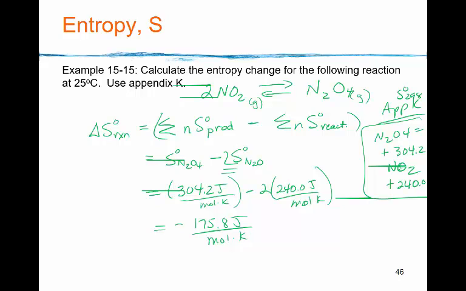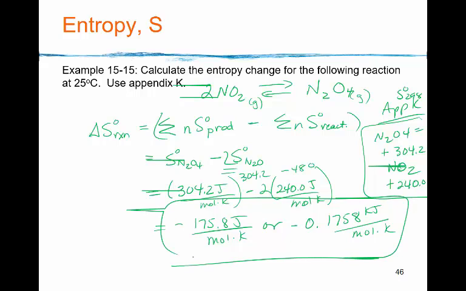Oh, and it's going to be negative, right? Because this is going to end up being like minus 480 because we're subtracting, and this was 304.2. So it gives us a negative 175.8. Or if we had it in kilojoules, we could do a minus 0.1758. Again, it just depends on what you're going to do with that number as to whether you want it in joules or kilojoules.